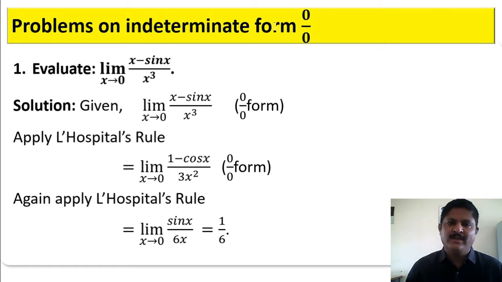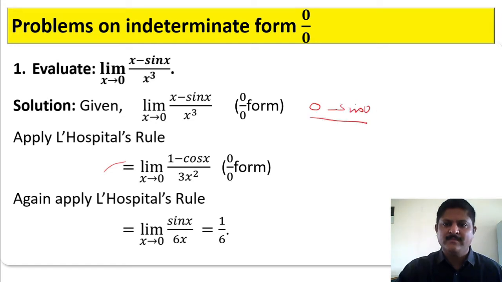Problems on indeterminate form 0 by 0. First problem, evaluate limit of x minus sin x divided by x cube as x tends to 0. Here we put x tends to 0, which means substitute the value x equals 0. Here we get 0 minus sin 0 divided by 0 cube, which is equal to 0 minus sin 0, which is nothing but 0. So it is 0 by 0 form.